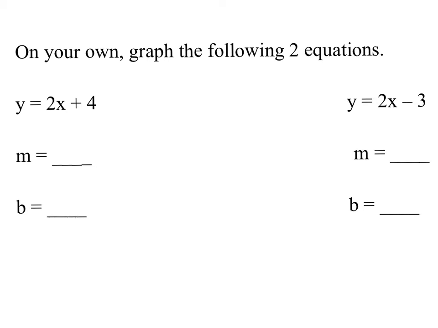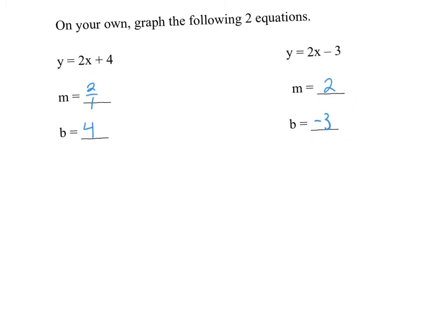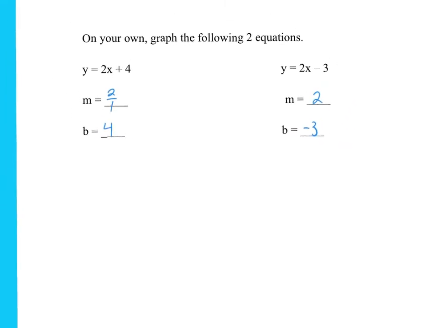So the slope of that first line, what's it going to be? 2 over 1, or just 2. What's the b value? 4. And then it's 2 and negative 3. So go ahead and graph those lines on your graph. Sorry, let me draw my x and y axis first. Yeah, you need to draw your x and y axis. For some reason that didn't make it on there.